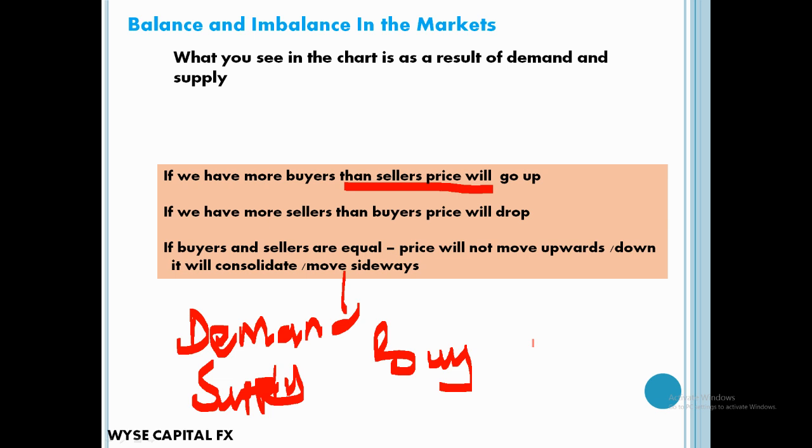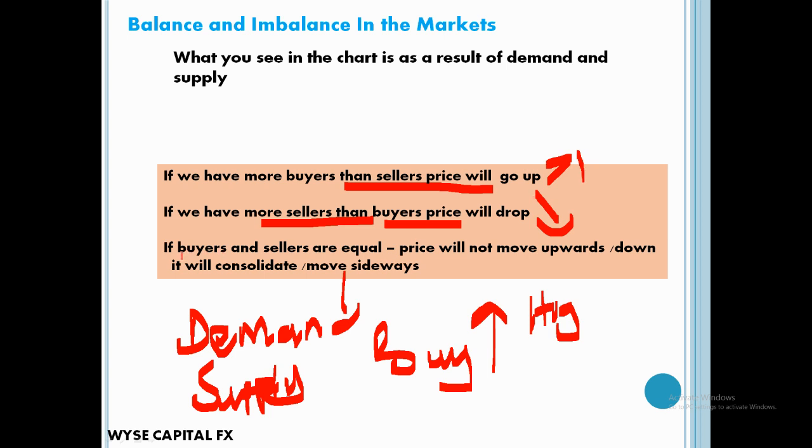Picture any product that has high demand and the supply is in limited quantity. This will tend to push price upwards as people scramble to buy more of this good stuff. Now, if we have more sellers than buyers, price will tend to drop. If we have a high supply of a particular product and people are not interested in it, price will tend to drop. So in any situation, if we have more sellers than buyers, price will tend to drop, and if we have more buyers than sellers, price will tend to go up.